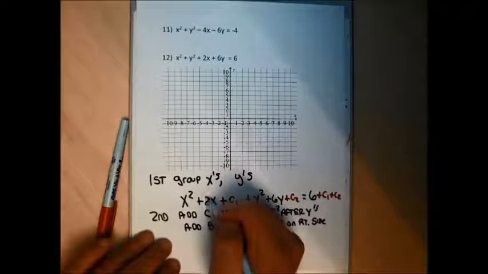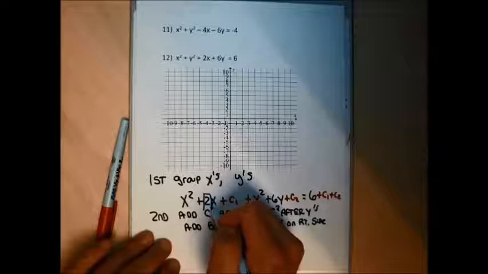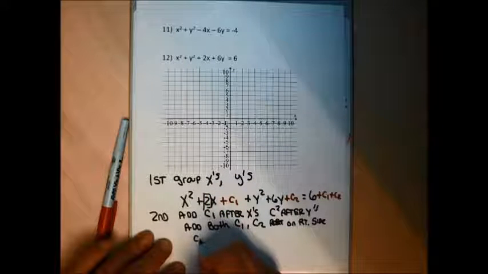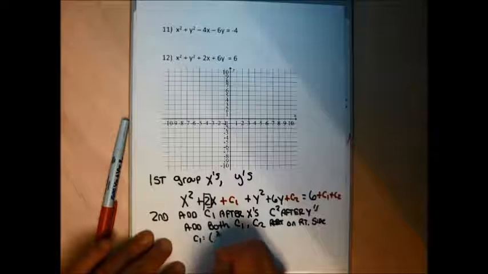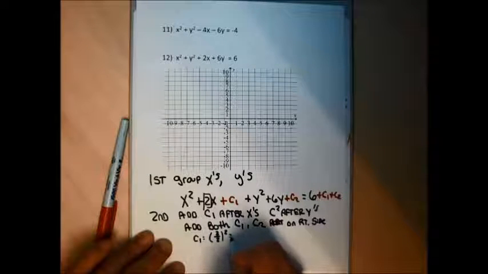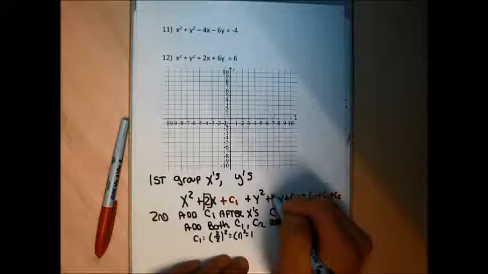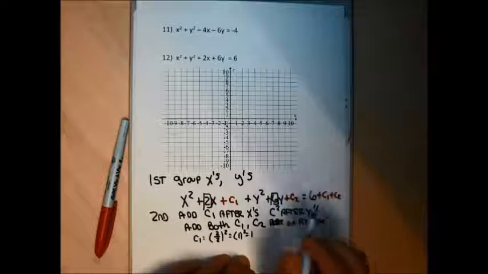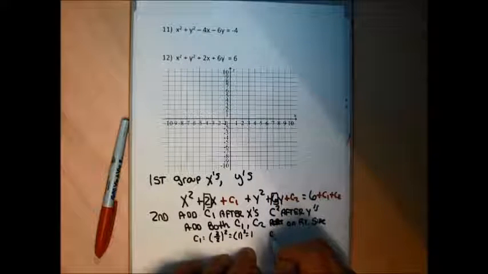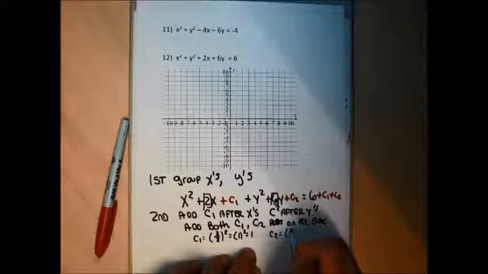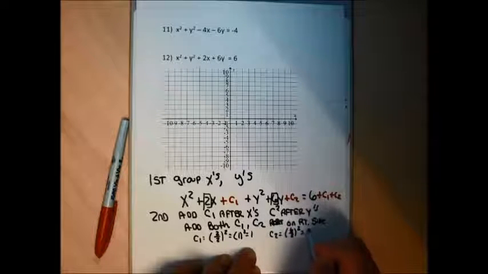C1 is always half the number in front of the x to the first power term, squared. So C1 is going to be 2 over 2 squared, which is 1 squared, which is 1. C2 is half the number in front of the y term to the first power, squared. So C2 is going to be 6 over 2 squared, which is 3 squared, which is 9.